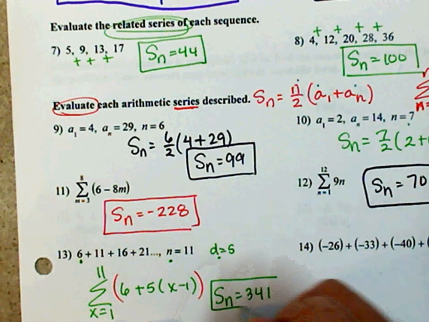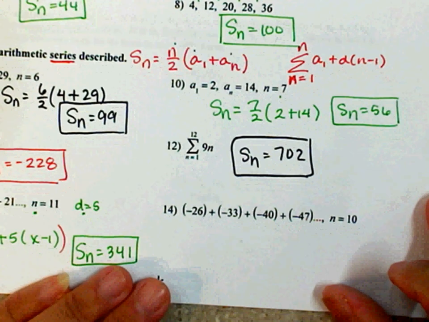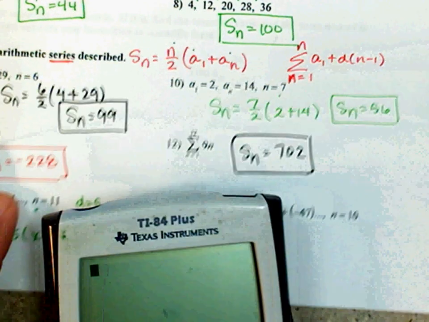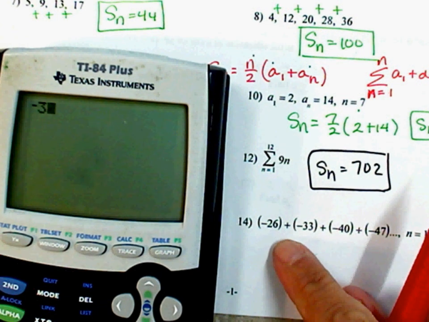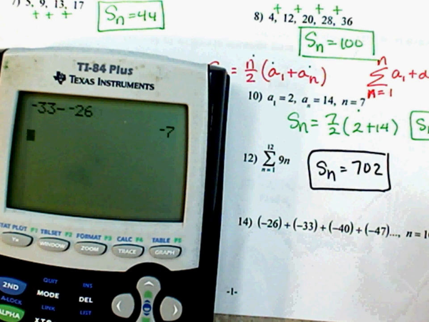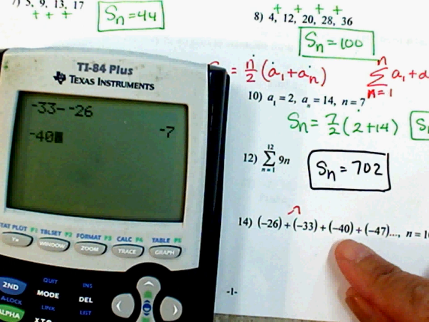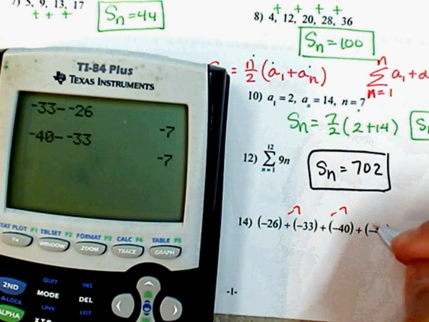All right, let's look at number 14. Let's see if it's arithmetic first. Get my calculator so you guys kind of see what I'm typing. 33 minus negative 26. So it's negative 7 is your D. Negative 40 minus negative 33, negative 7. So my D is negative 7.